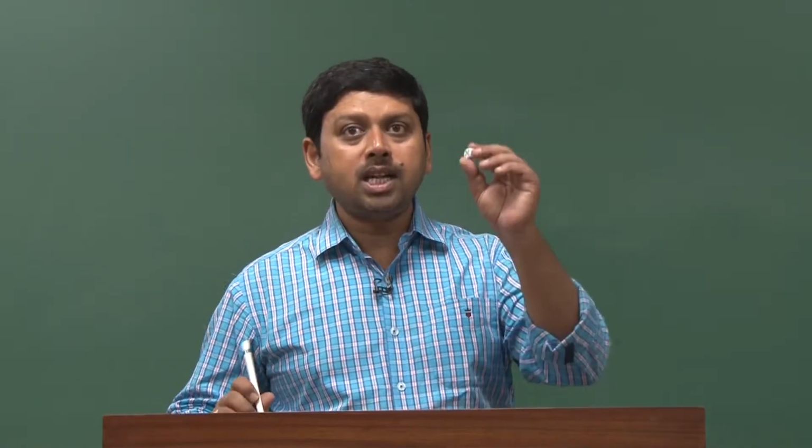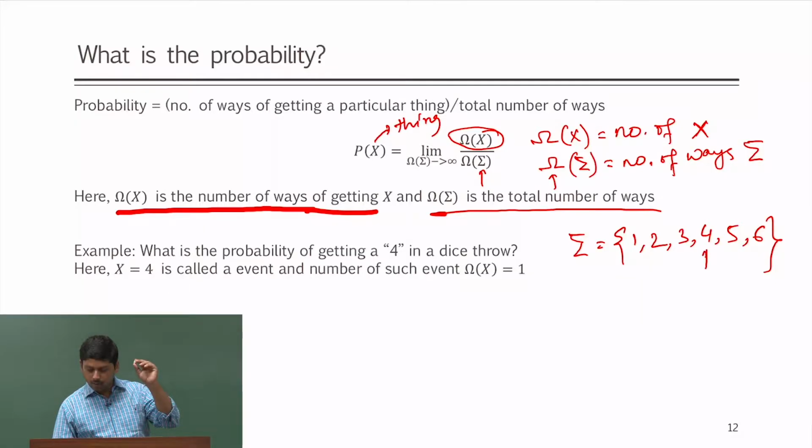Even if I do it a million times, I am not going to get a 7 out of this. I am only going to get either 1 or 2 or 3 or 4 or 5 or 6. That is the constraint that I have. That is all the possible outcomes. So, what is the number of ways of getting a 4? Only once, one time. I get a 4 only one time. So, x is 4.